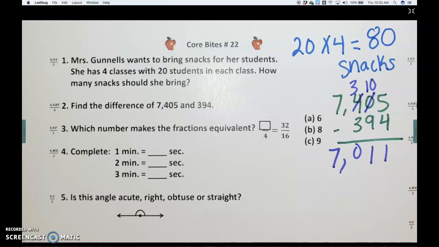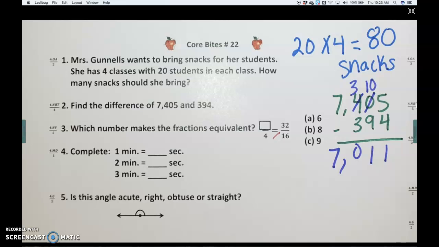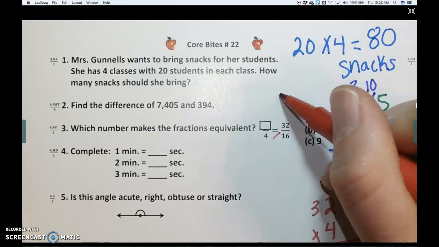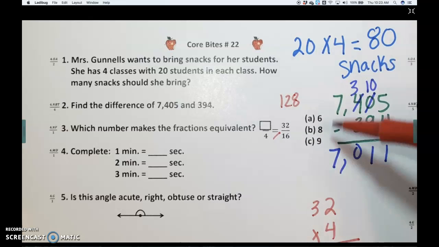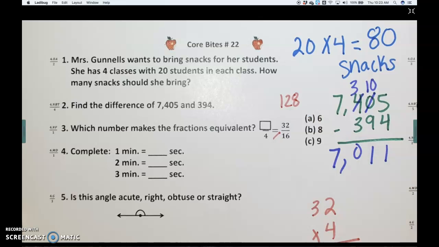For number 3, it says which number makes the fractions equivalent? Equivalent means equal, okay? So you can do this thing that we do called cross multiplying, and you can say 4 times 32 equals. So if you take 32 and you multiply it by 4, 4 times 2 is 8. 4 times 3 is 12. So you would get 128. So your answer over here has to be the same thing that you could multiply it by 16 to get 128, because that's what you do when you cross multiply. So you can go one at a time.